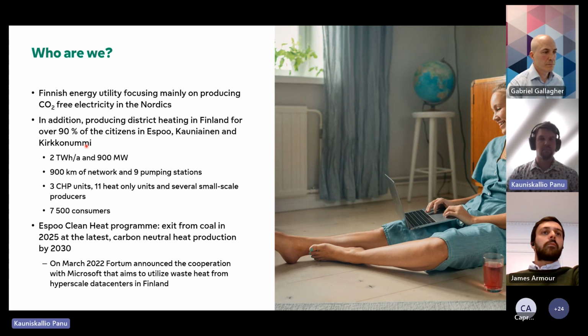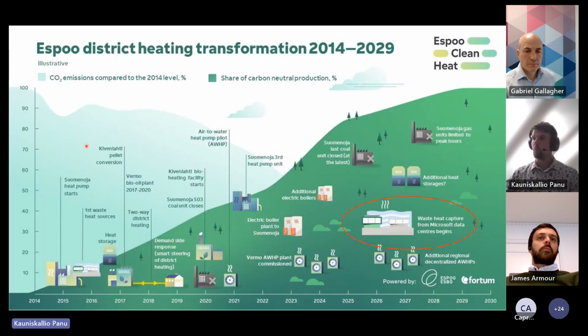We also have a district cooling system in Espoo. Then we have some regional heating and cooling solutions, both within and outside Espoo district heating system, as well as some district heating businesses in Poland, but these are not mentioned here because they are quite irrelevant concerning today's topic. But what is actually extremely relevant to the topic is our Espoo Clean Heat program that is aiming for exiting from coal by 2025 at the latest, as well as having a completely carbon neutral heating production by 2030. And the next illustration will show why.